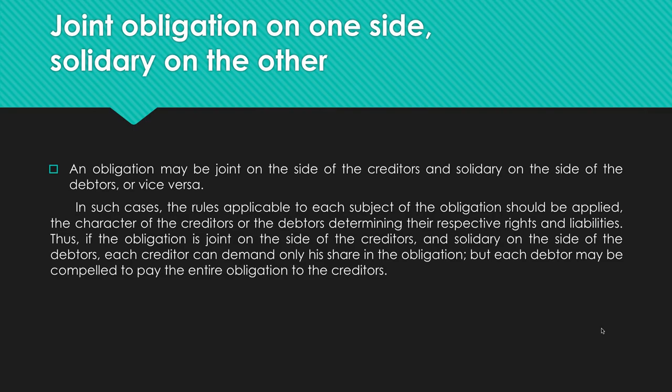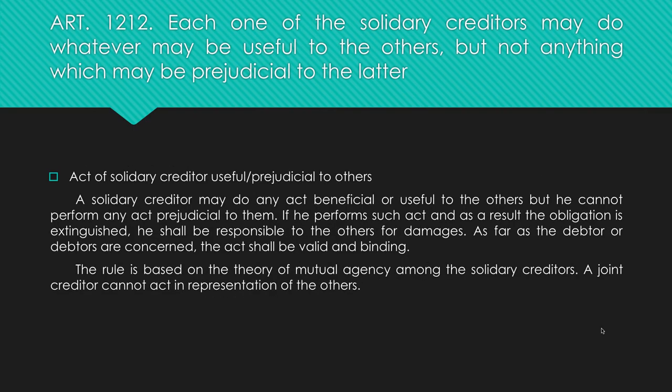Okay. For Article 1212, Act of Solidary Creditor useful or prejudicial to others. A solidary creditor may do any act beneficial or useful to the others, but he cannot perform any act prejudicial to them. If he performs such act and as a result the obligation is extinguished, he shall be responsible to the other for damages. As far as the debtor or debtors are concerned, the act shall be valid and binding.